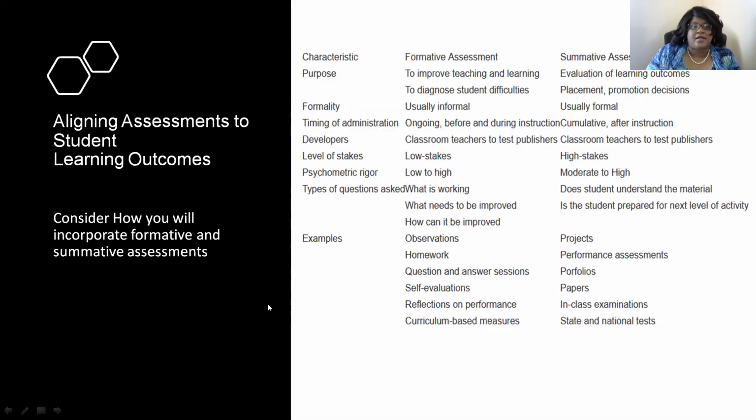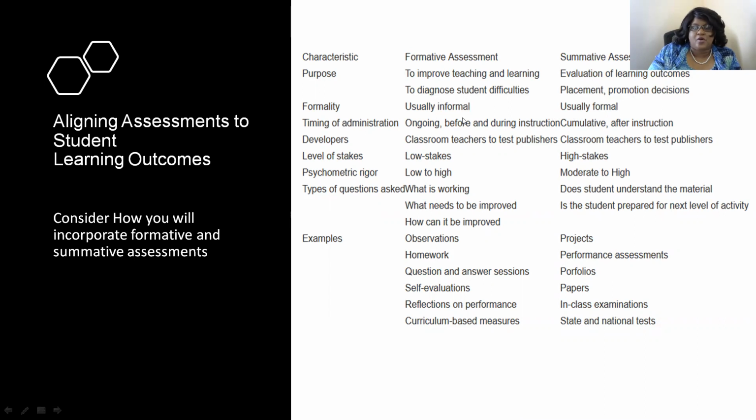So in addition to thinking about the domain of learning as it relates to our assessments, we want to think about how we're going to incorporate formative and summative assessments. And this table right here just gives a brief overview of formative and summative assessment. The formative purpose being to improve teaching and learning and understand where students are, and then the summative is to evaluate the learning. Both can be formal and informal, but in this table the formative is informal and the summative is usually formal. And it just depends.